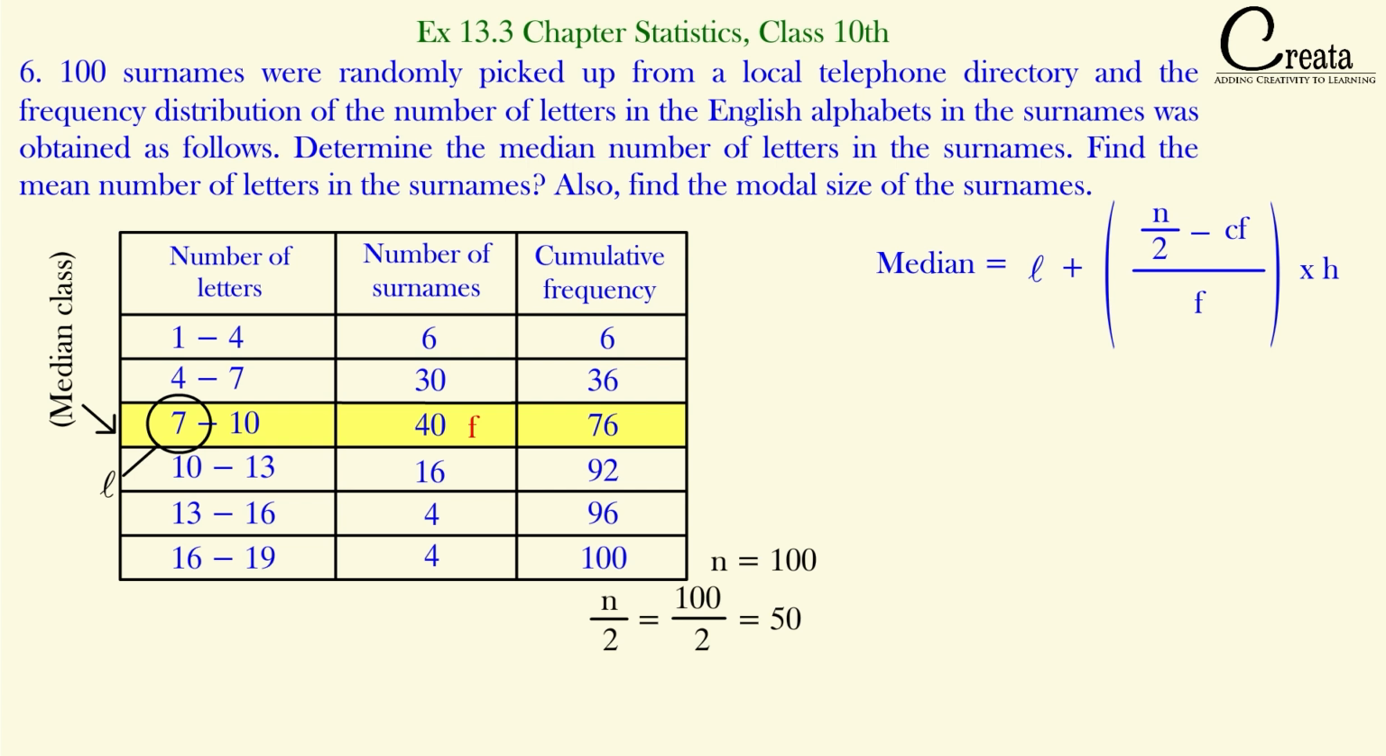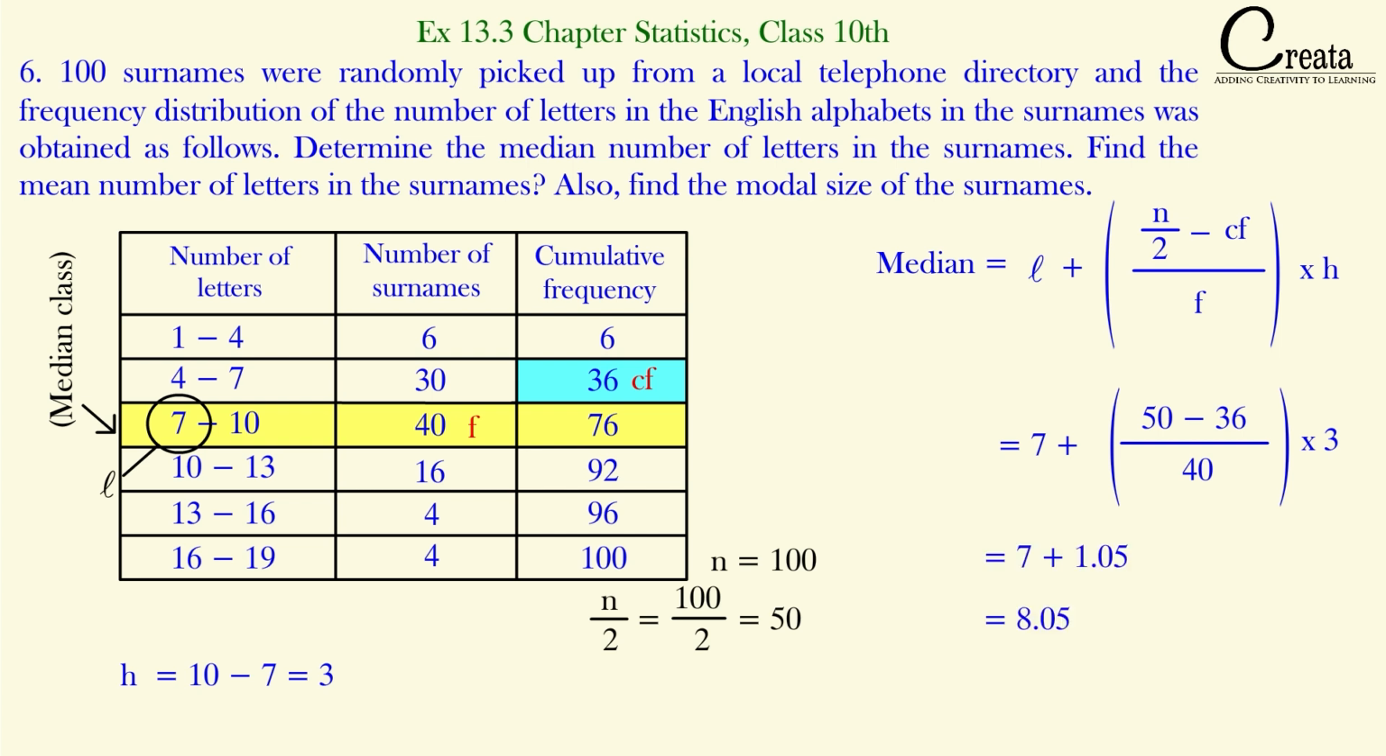Further, the class size h is the upper limit minus the lower limit, 10 minus 7, which is 3. And what is CF? CF is the cumulative frequency before the median class, so 36 will be CF. We got all the values. Let's use the formula and put in all the values. On solving, we got the median as 8.05. The median number of letters is 8.05. That is the answer to one part of the question.